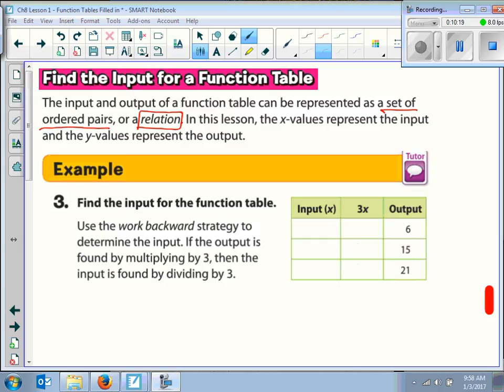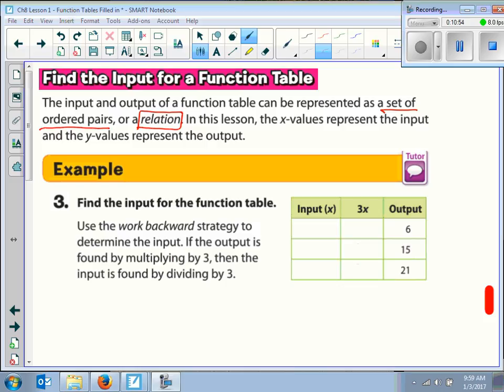All right, so it says find the input for the function table. We want to work backward. We want to use the work backward strategy to determine the input. If the output is found by multiplying by 3, what's the inverse of multiplication? Division, right? So we know here that our rule is 3x, right? So if we multiply 3 times whatever the x is, I'm going to get what? I'm going to get one of these outputs, right?